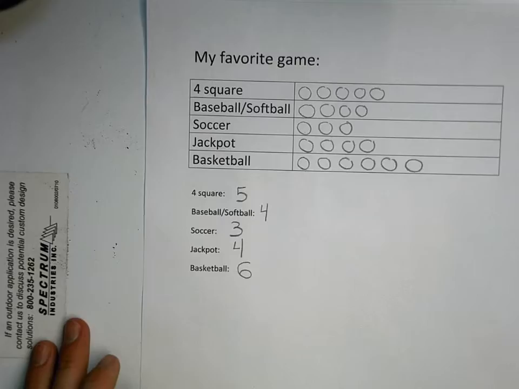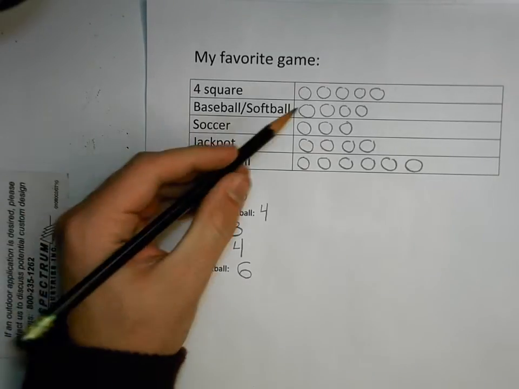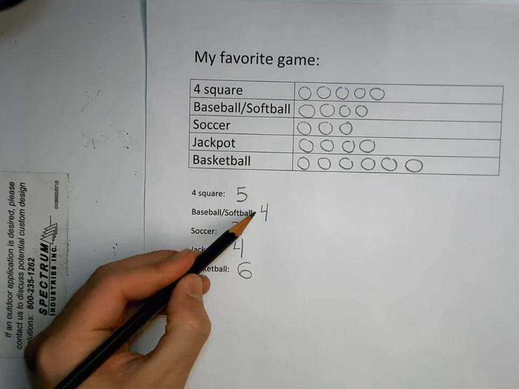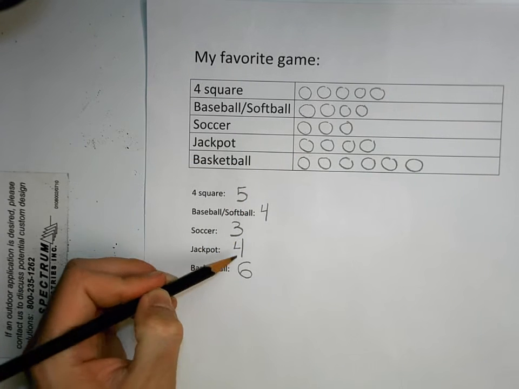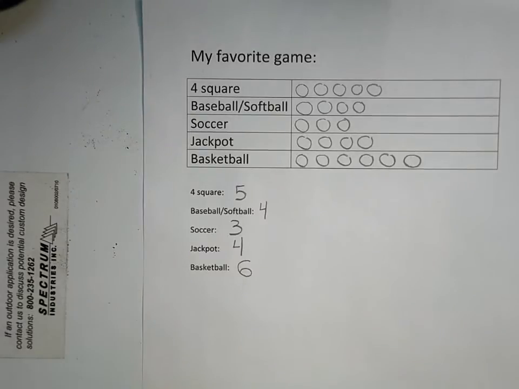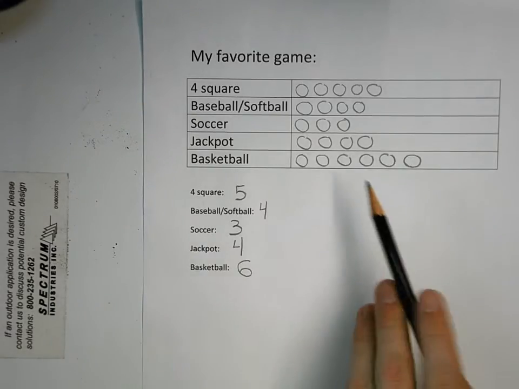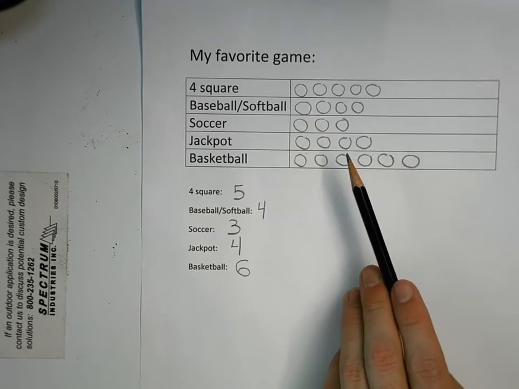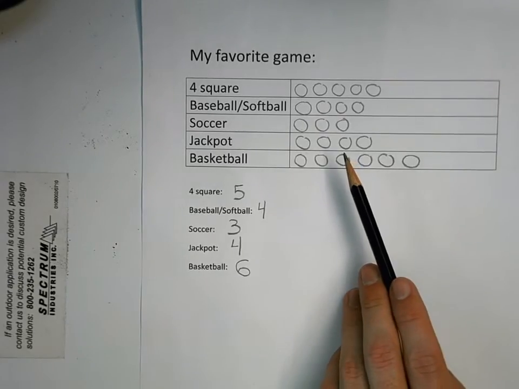Now, I asked you already which one did the most kids like in room 2 and which one did the least kids like. Which 2 games did the same amount of children like here in room 2? Claire. Yeah, baseball, softball, and jackpot. There's 4 circles in both of them, and when we counted them up, we saw that there were 4 in both of them. So, a tally chart uses tally marks to show each one. A picture graph, we draw a picture or a shape to show each one of the ones that we have, okay?